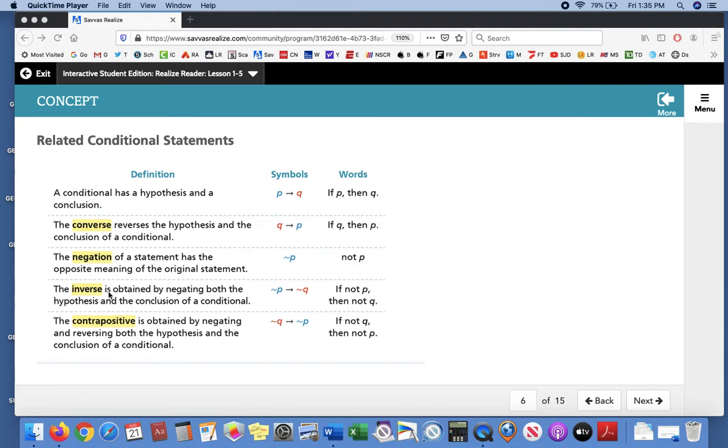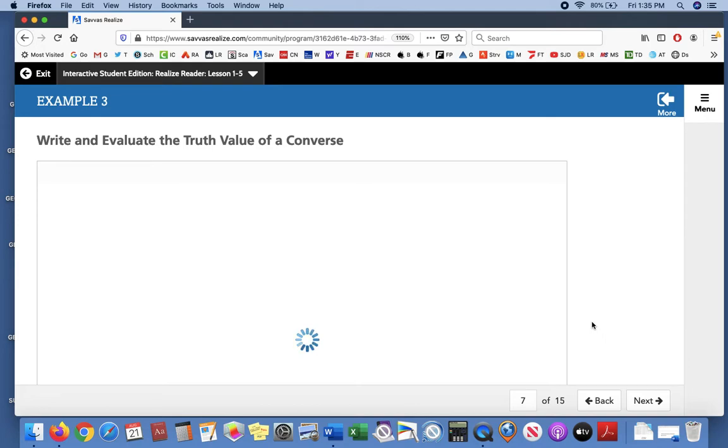The inverse is when we say not P and not Q. So if not P, then not Q. And one more level of confusion for you. The contrapositive is when we negate both things and we switch the order. So we say if not Q, then not P. So definitely can be confusing. Let's see what we have for the examples. Hopefully they give us some good ones to play around with before we have to do some for homework.